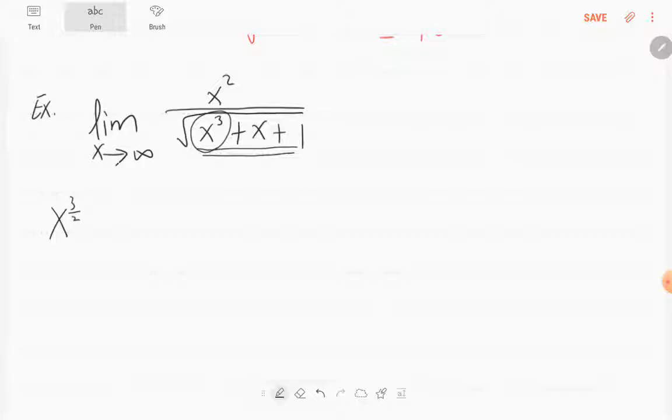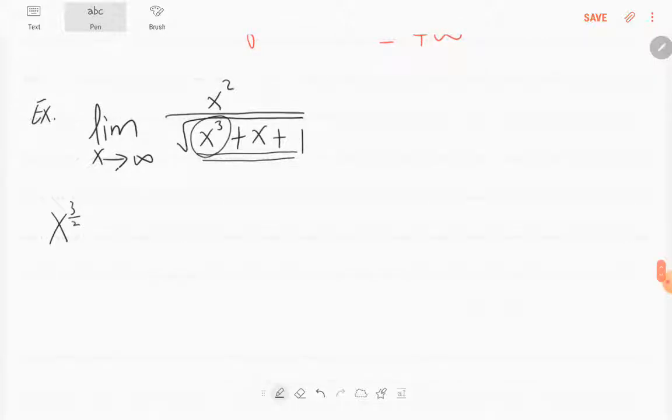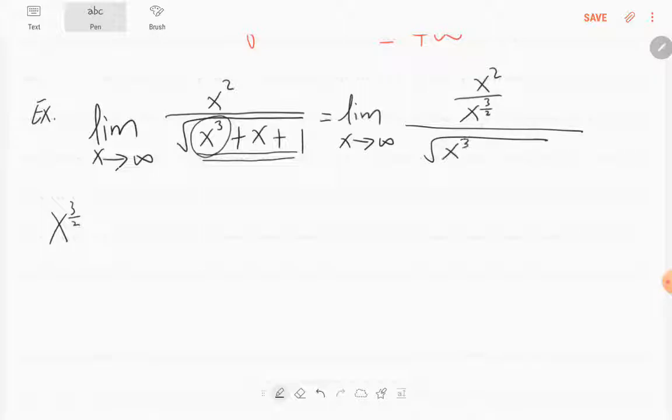This is a limit involving the radical sign, so you should be careful, okay? The square root of x cubed is x to the 3 over 2, the highest power in the denominator. So we divide by x to the 3 over 2 on the top and the bottom: x squared divided by x to the 3 over 2, and the square root of x cubed plus x plus 1 divided by x to the 3 over 2. Then you do the calculation.